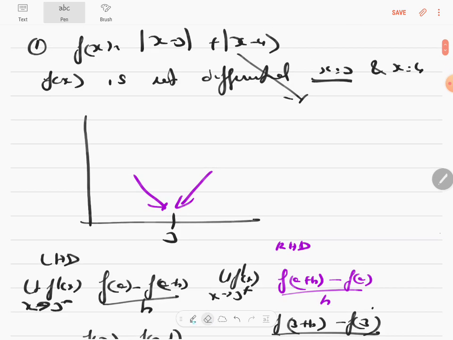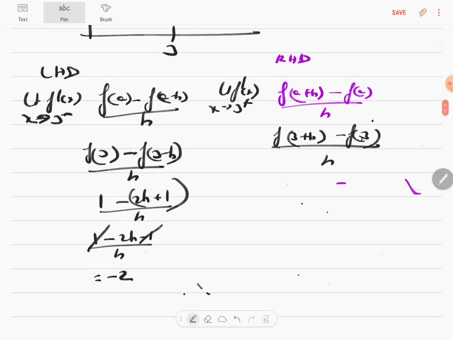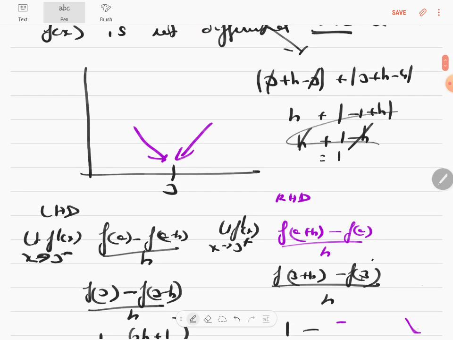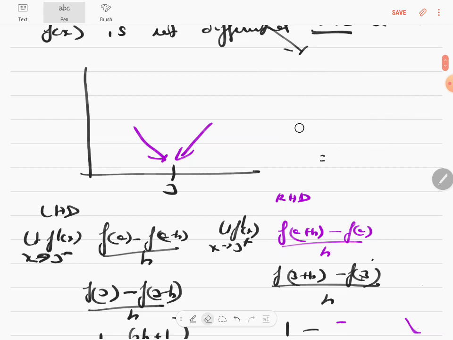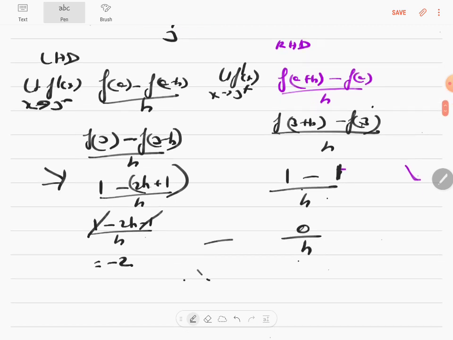For the right hand limit, it's 3 plus h. Wherever x is, 3 plus h minus 3 plus mod of 3 plus h minus 4. 3 and 3 get cancelled, h. It's mod of minus 1 plus h, which will become negative, so it will become 1 minus h. h and h get cancelled. So the answer is just 1. Let's see what is the answer for f of 3. We would have found f of 3 here itself. The answer was 1. So it is 1 by h, which is 0 by h. And therefore they are not equal.